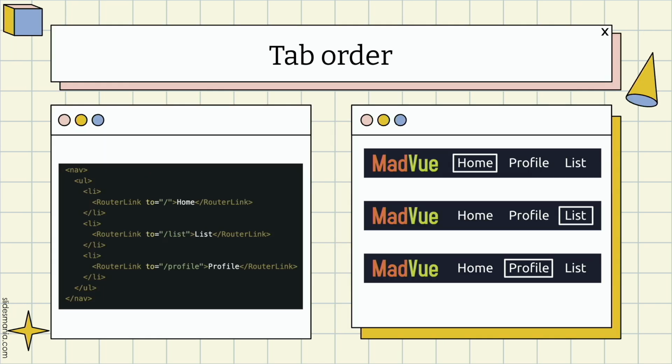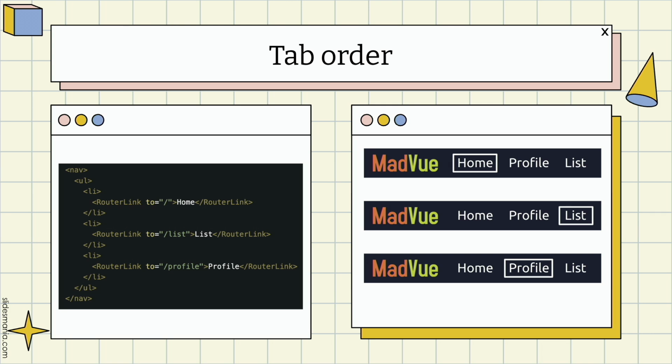And lastly, in what order do these elements receive the focus? That's what we call tab order. Well, tab order depends on how we're reading our HTML. For example, in this piece of code, the first element that is going to receive the focus is home, the second is list, and the third is profile. So we have to write our HTML in a logic way, because otherwise people can be confused.